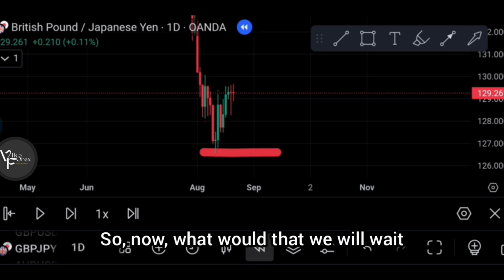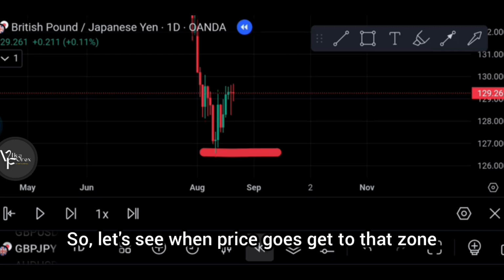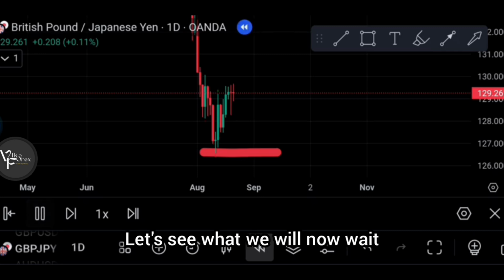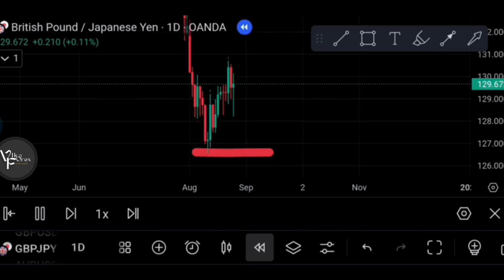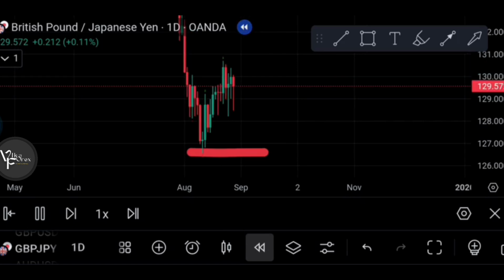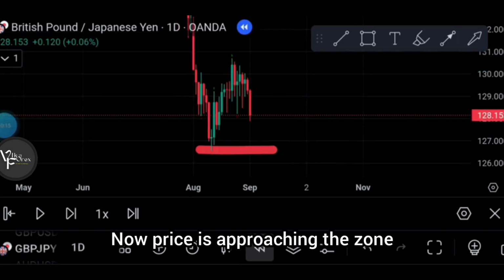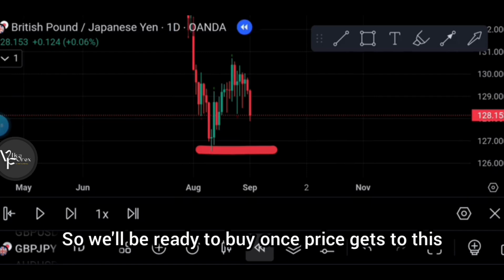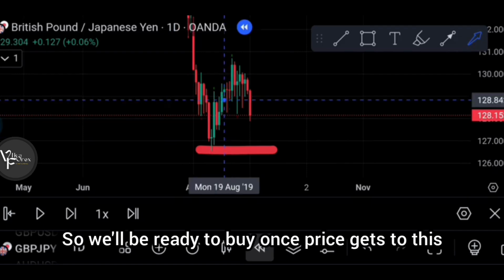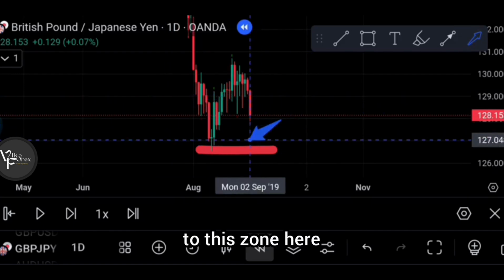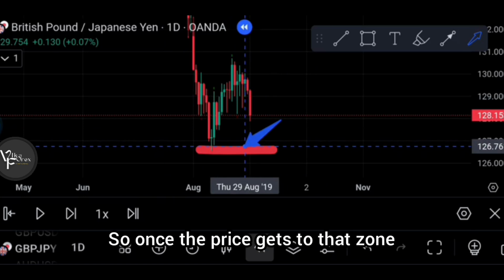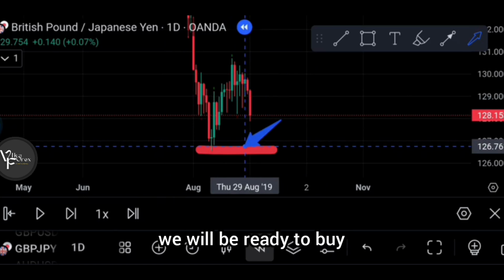So now, what will we do? Let's see when price gets to that zone. We are waiting for price to get back to this zone. Now price is approaching this zone. You can see that price is approaching the zone. So we'll be ready to buy once price gets to this zone here. Once the price gets to that zone, we will be ready to buy.